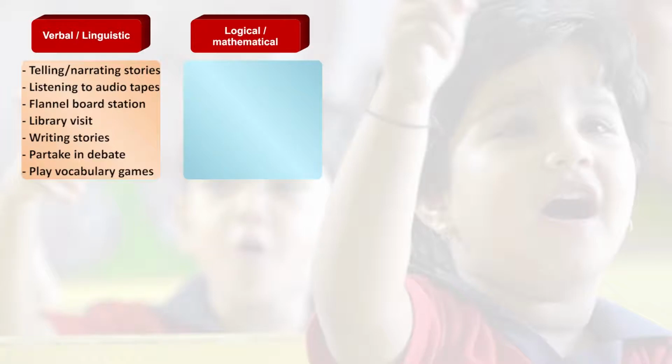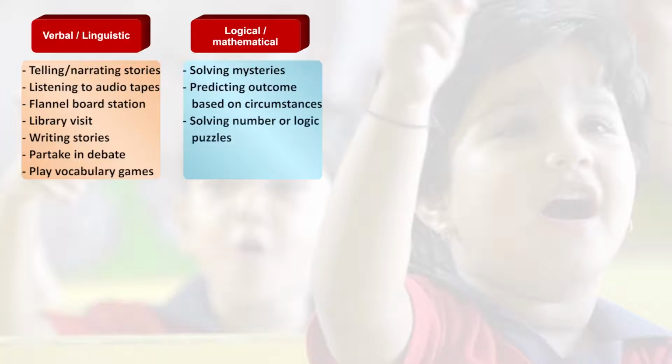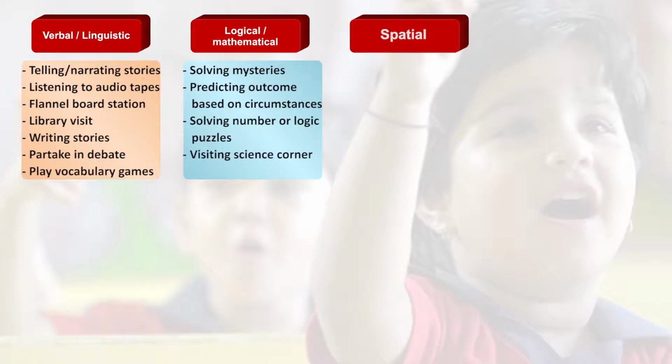So for a child with logical or mathematical intelligence, give them stimulative activities to solve mysteries and make them predict outcomes based on circumstances, and allow them to solve number or logic puzzles, and take them to visit a science corner. And now, spatial intelligence.